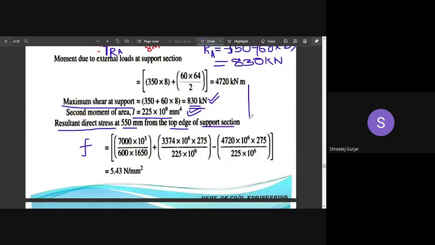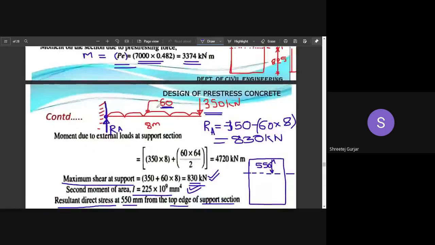So let me draw the cross section over here again. So this is your cross section. At a distance of 550, this distance is 550 mm from the top. Okay, so this is the support section. This is the cross section I have taken from the support. It is over here at the support.